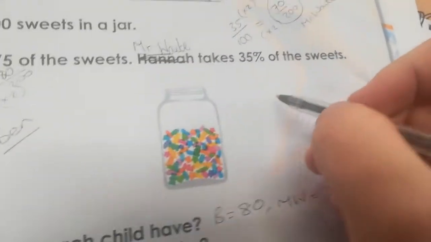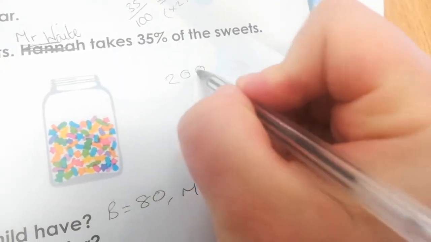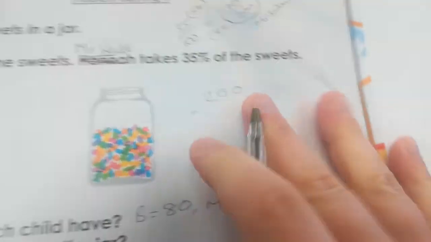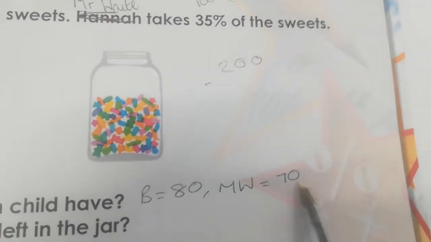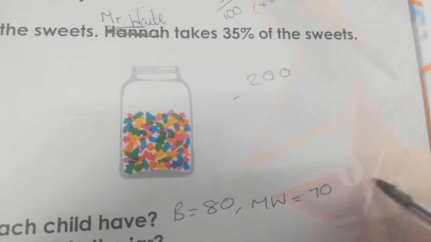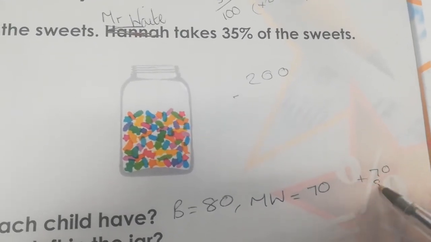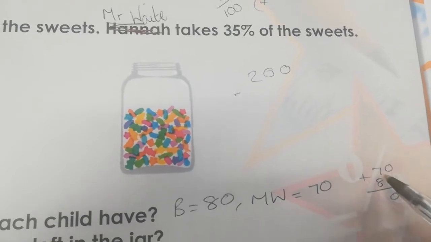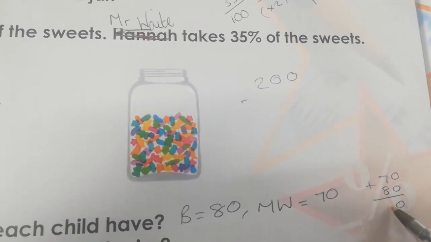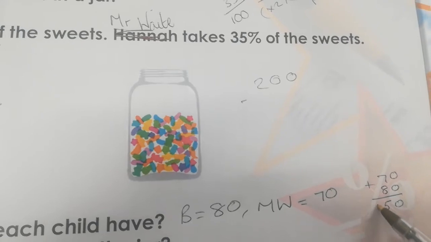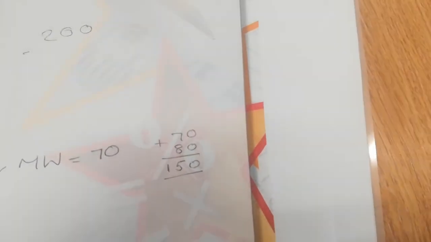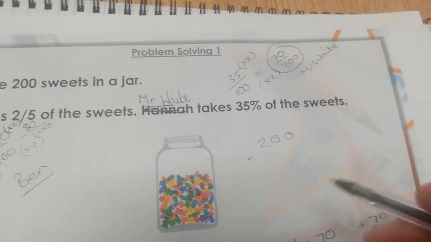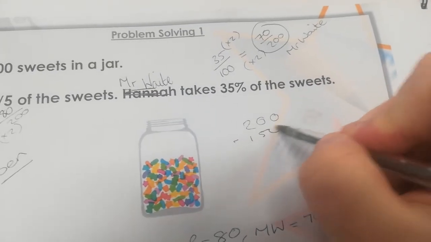We know we've got 200 sweets in a jar. Take away what is combined of 70 plus 80. So combined, we've got 70 add 80. 0 add 0 is 0. 7 add 8 is 15. Remember the 100s and 10s column, we carry the 1 over. So that's 150 sweets. Sorry, camera's over here. That's 150 sweets in total between Mr. Waite and Ben. So we've got 200 sweets minus 150.